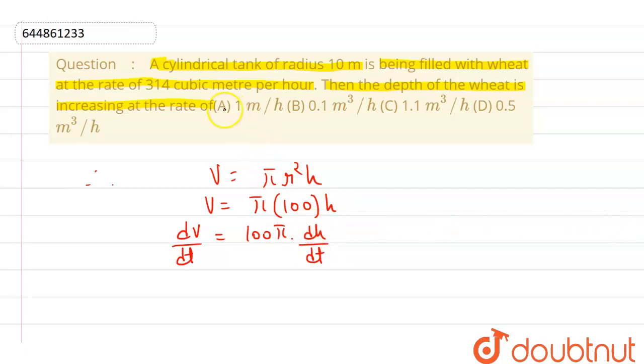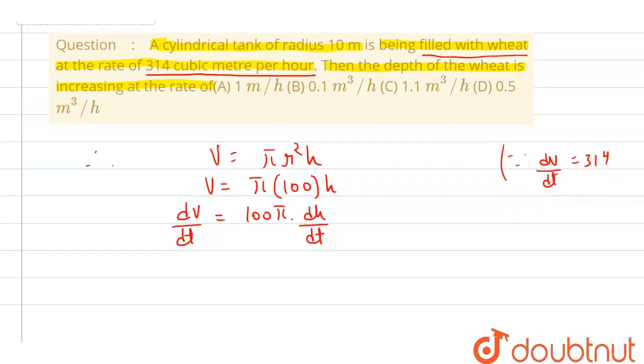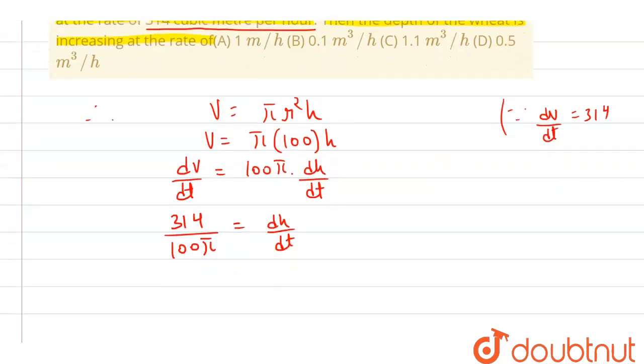As you know, the rate at which the wheat is being filled is given as 3.14 cubic meter per hour, meaning dV by dt is 3.14 cubic meter per hour. Now putting the value of dV by dt, and taking 100 pi to the other side, dh by dt equals 3.14 cubic meter per hour upon 100 pi. dh by dt is the rate at which the depth of the wheat is increasing.